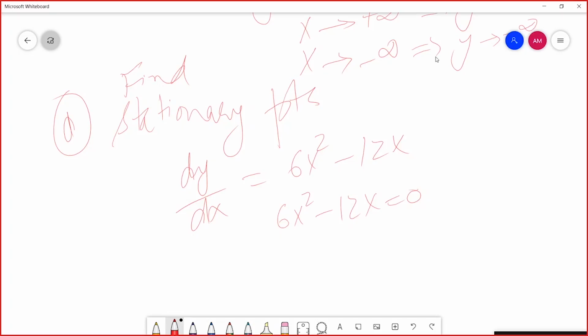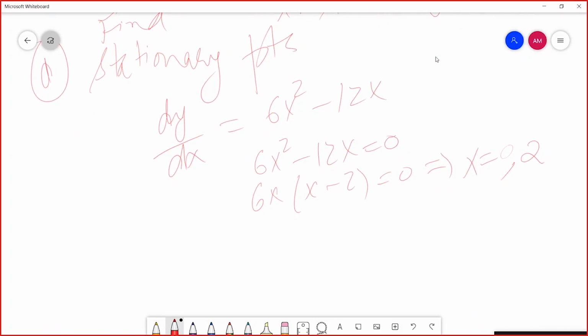So we factorize and take 6x common. So 6x(x minus 2) is equal to 0. So what are those points now? x is equal to 0 and 2. Yeah, that's very nice.